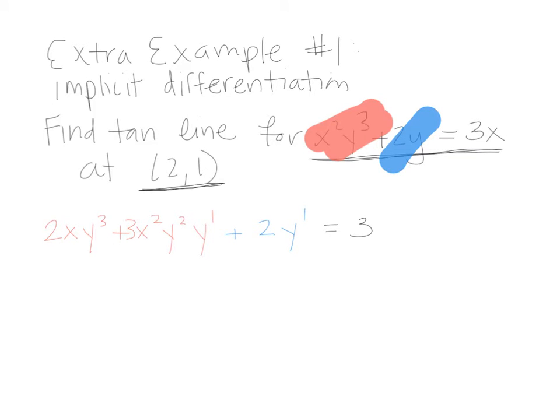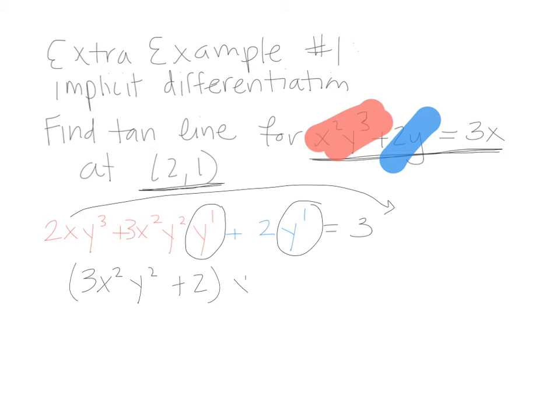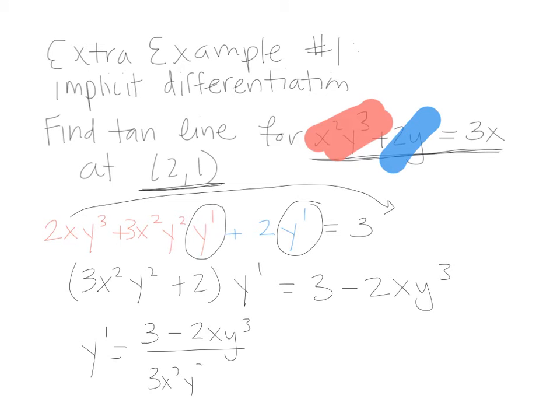So now I'm ready to isolate the y primes and bring everything over that's not y prime. So move the 2xy to the third over there. So 3x squared y squared plus 2, and those are the pieces that are times y prime, and that's 3 minus 2xy to the third. And then y prime is equal to 3 minus 2xy to the third all over 3x squared y squared plus 2.